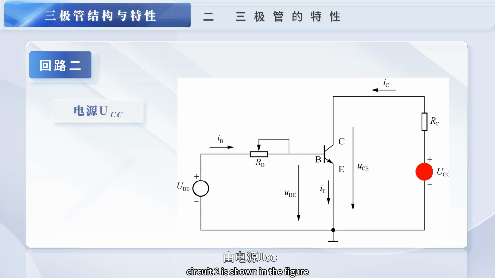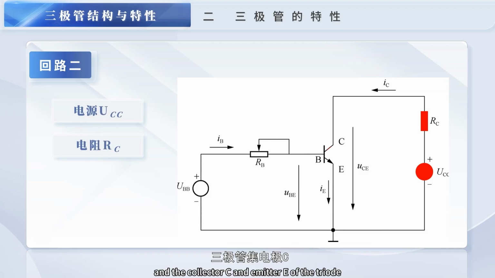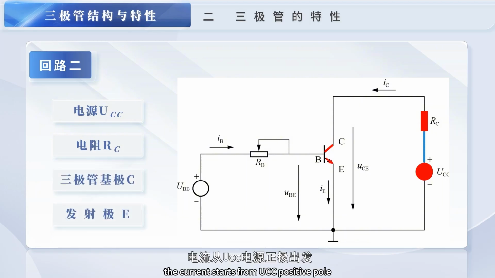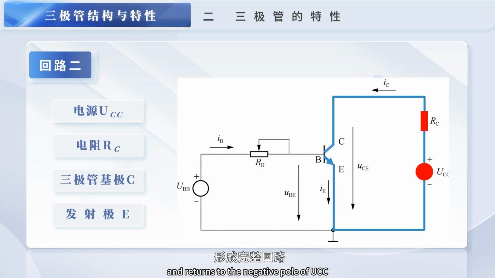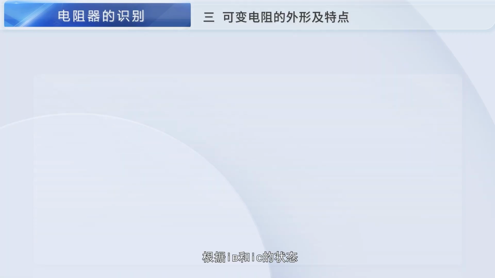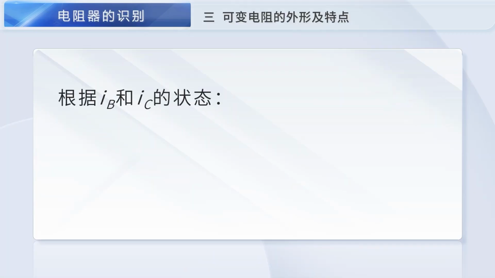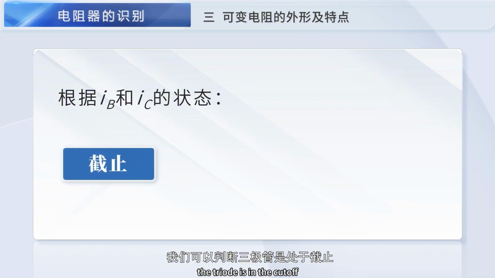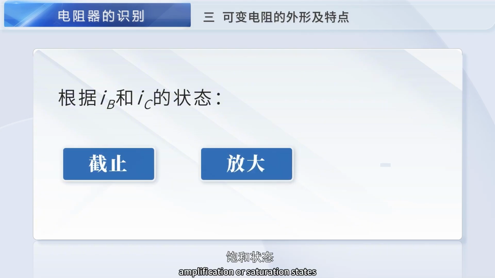Circuit 2 is shown in the figure. It is composed of power supply UCC, resistor RC, and the collector C and emitter E of the triode. The current starts from the UCC positive pole and enters the collector of the triode through RC. It comes out from the emitter E of the triode and returns to the negative pole of UCC to form a complete circuit. This current is called IC. Based on the states of IB and IC, we can judge that the triode is in the cutoff, amplification, or saturation state.